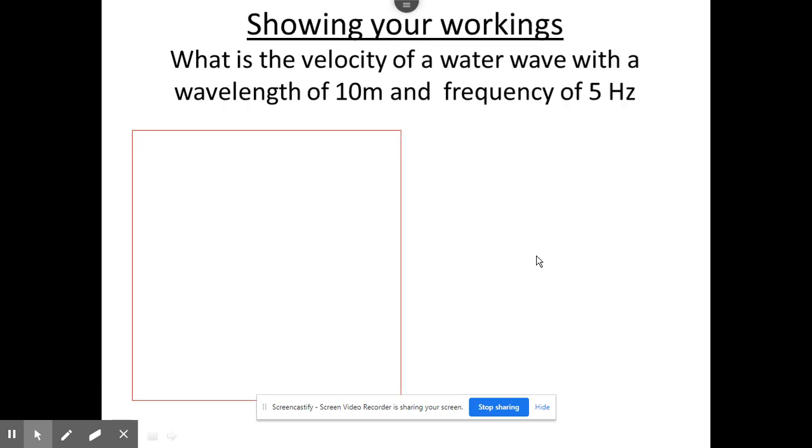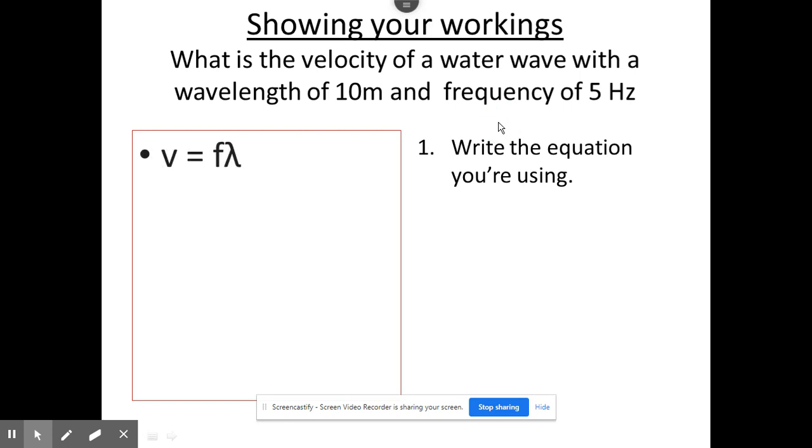Okay, so very quickly, so we are using an equation, and when using equations, you need to make sure you're showing your workings correctly. So let's take this example question here. Think about how we're going to show this answer. So firstly, for this question here, write the equation you're using. Always start with that. Write the equation.